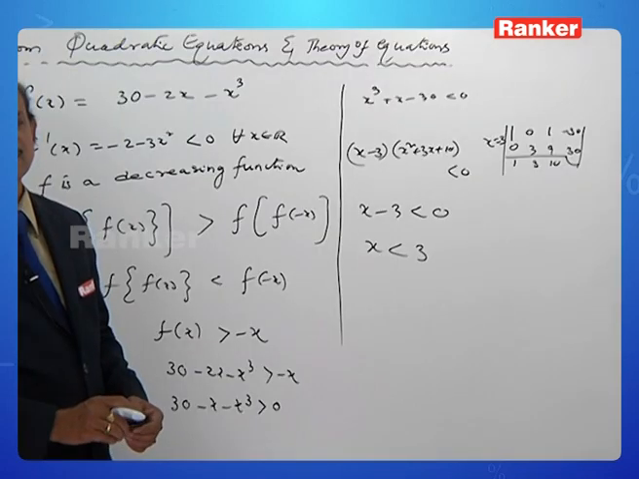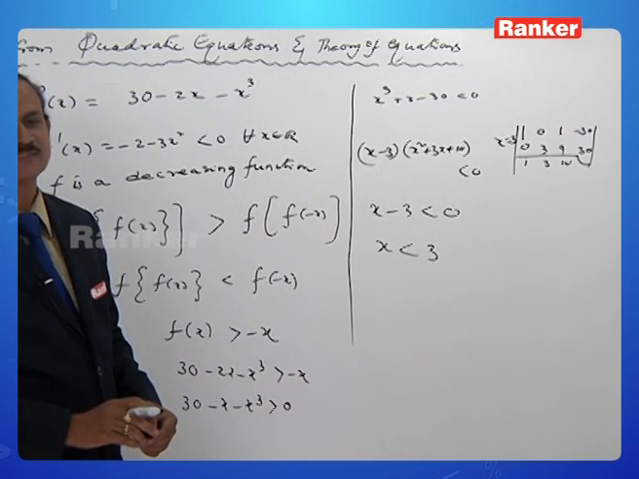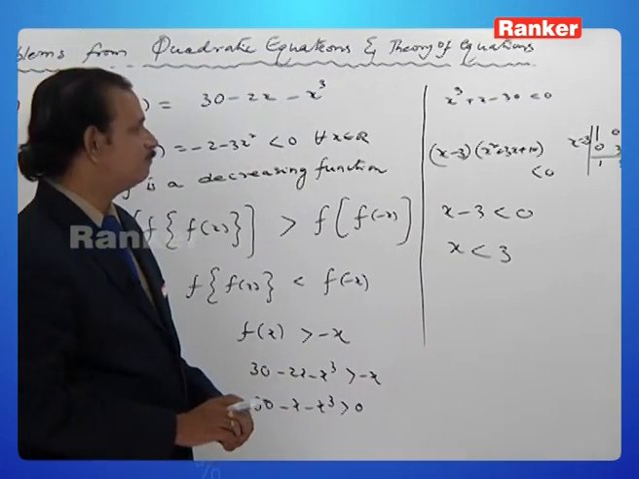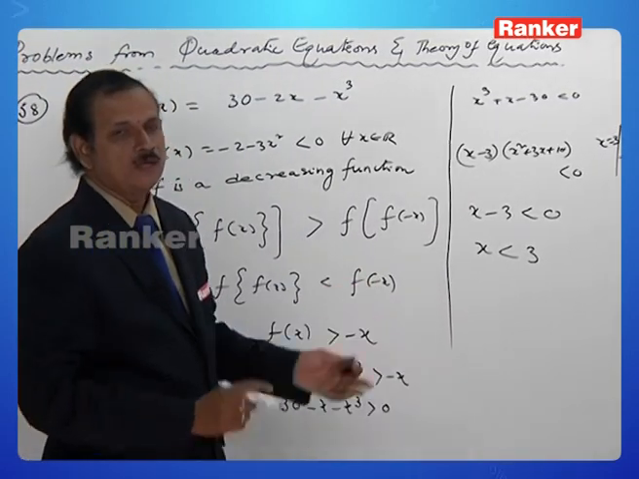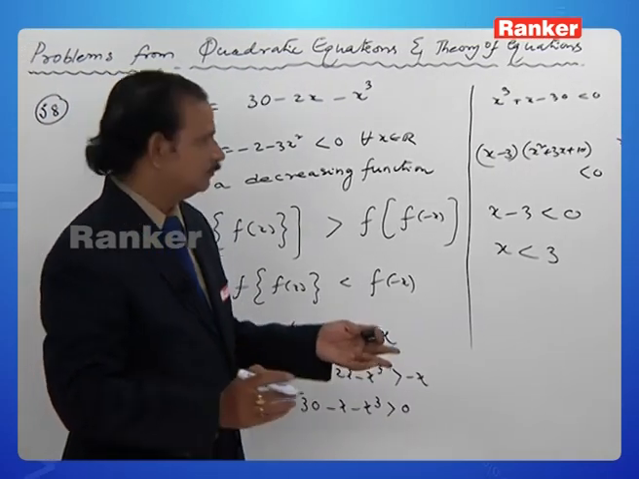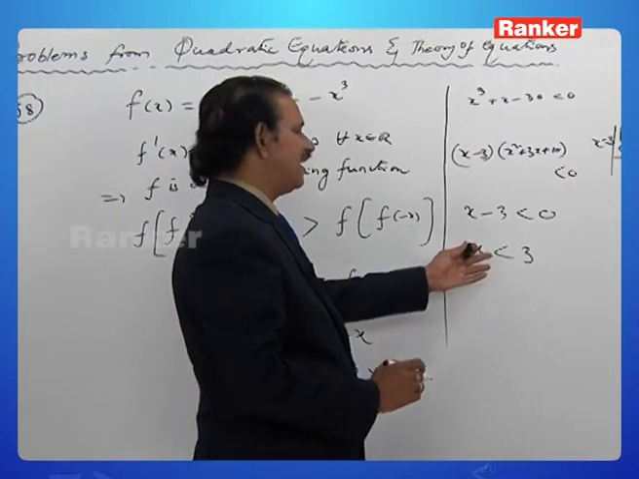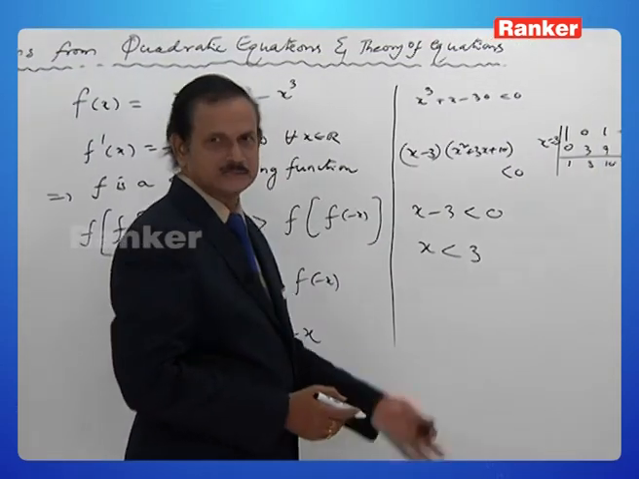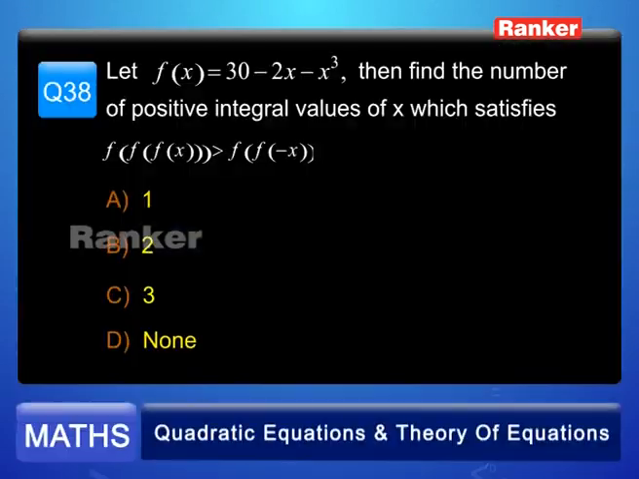Find the number of positive integral values of x which satisfies. What are the positive integral values less than 3? 1 and 2. Those are the only positive integral values of x which satisfies x less than 3. Therefore, x is equal to 1 or 2. Therefore, option B is the right option.